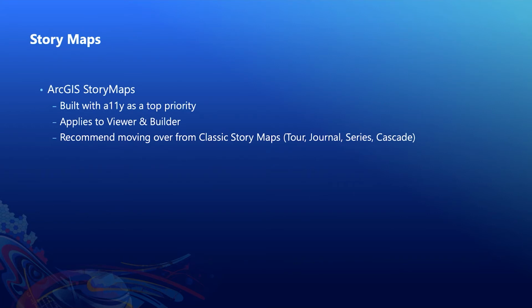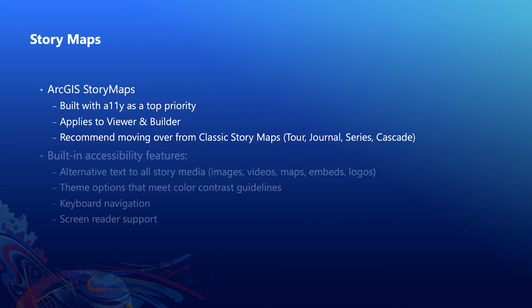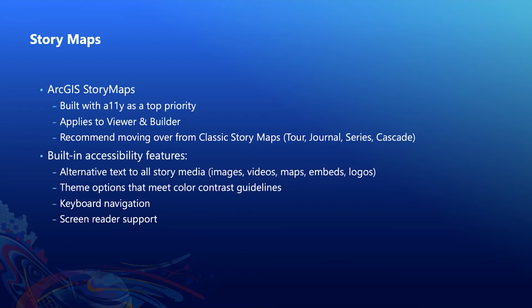What are we doing at Esri? So let's look at just a few of the Esri products. The Storymaps team, they are building their apps with accessibility as a top priority, both in the viewer and the builder. The recommendation is that if you're using the classic Storymaps, things like Cascade and Map Journal, that you migrate over to the newer versions of Storymaps. They have built-in accessibility features, so you can provide alternative text for things like images and videos and logos. The theme options, they ensure that they met the color contrast guidelines. They support keyboard navigation and screen reader support.